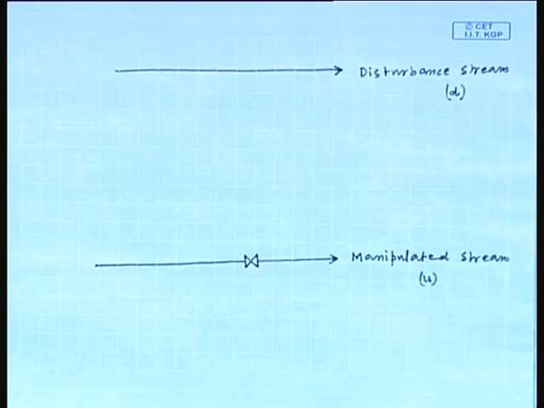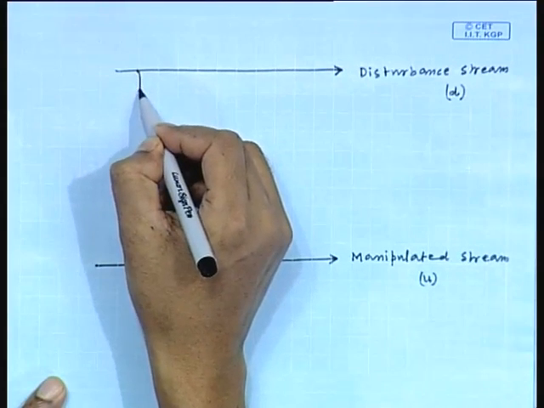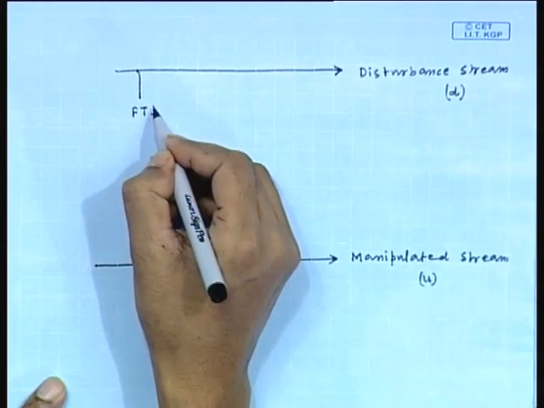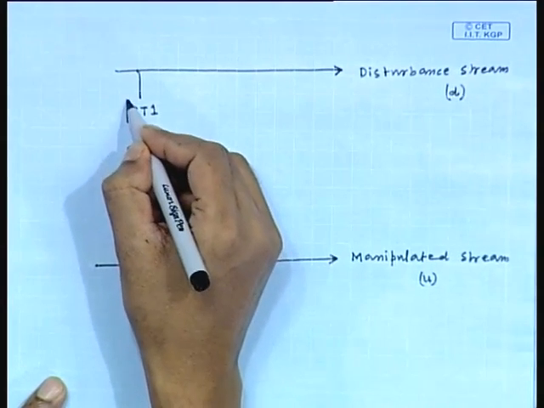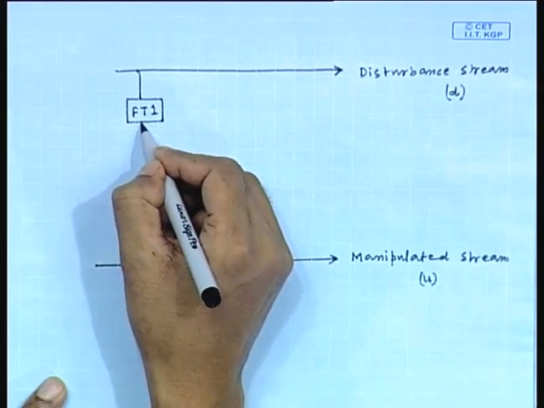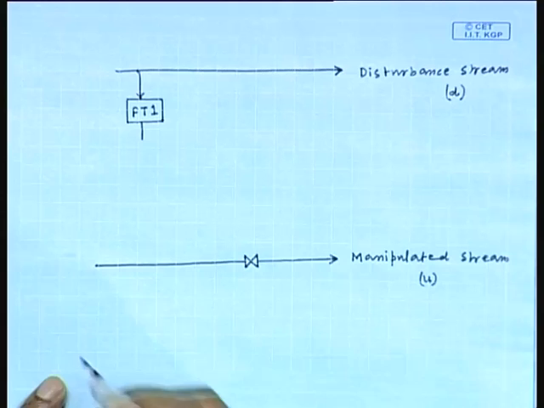Now, it is mentioned that both the flow rates are measured. So, we can employ one flow measuring device, suppose FT1, for measuring the flow rate of the disturbance stream.